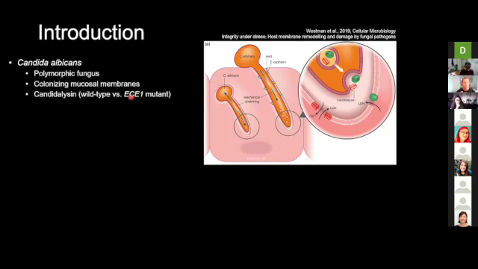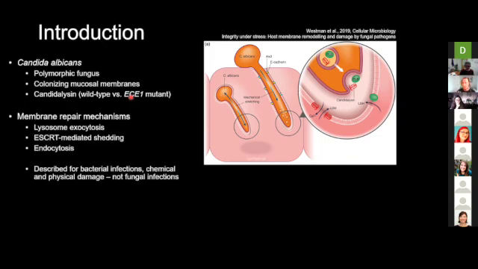And not a lot has been done on the host side of things in terms of cell biology. So what we're interested in here is discovering different types of membrane repair mechanisms, basically how the host copes with the fungal stress. And these types of repair mechanisms have been described for bacterial infections and different types of chemical and physical damage, but have not been explored for fungal pathogens.